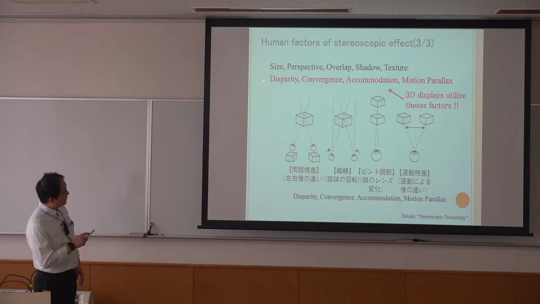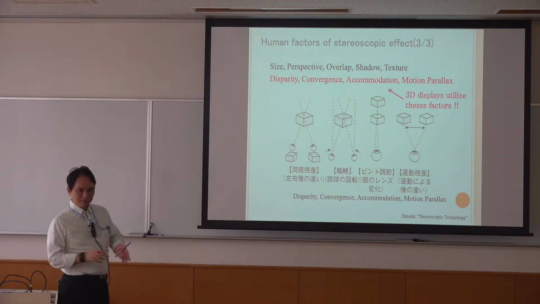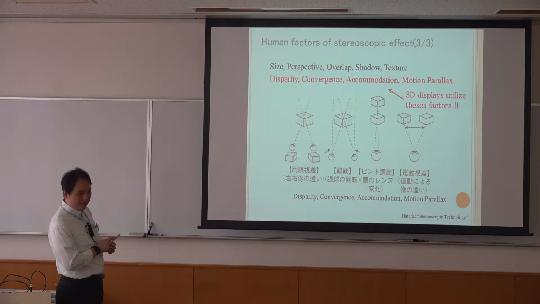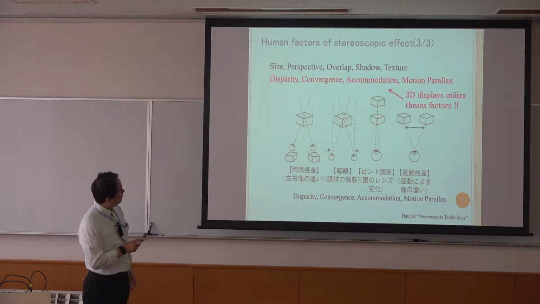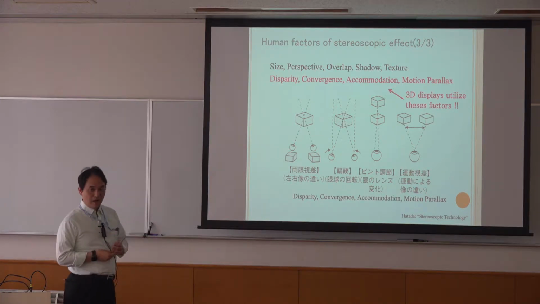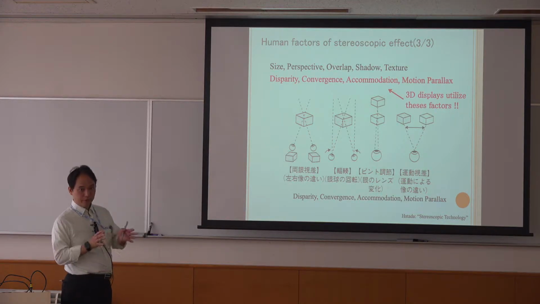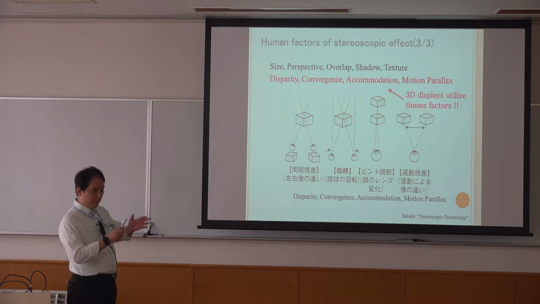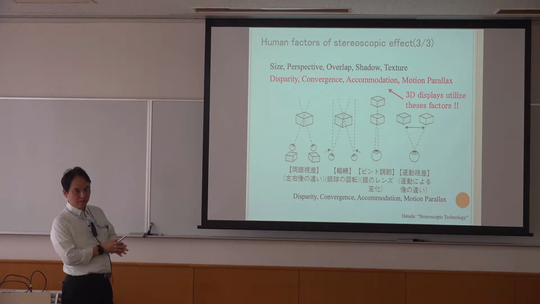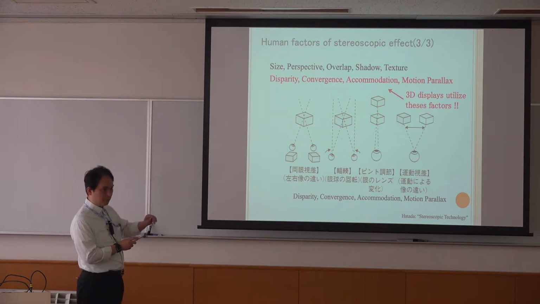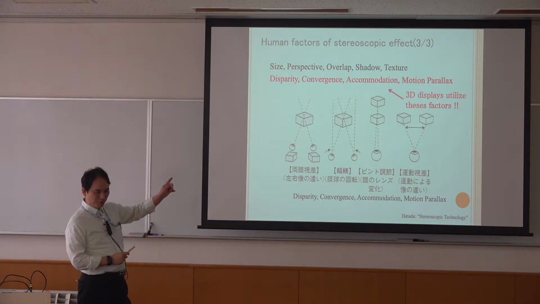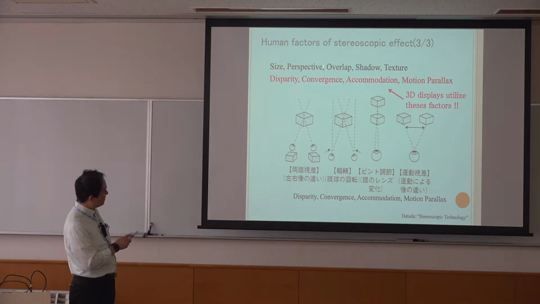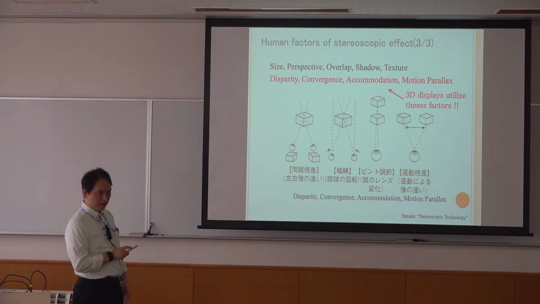So this line is very important. Please remember these words, okay? The disparity and convergence, accommodation, and motion parallax. These four factors are very important for 3D perception. This is not realized on a 2D display. We need a special 3D display. Okay, these four. Please write this down for your report. Disparity, convergence, accommodation, and motion parallax.